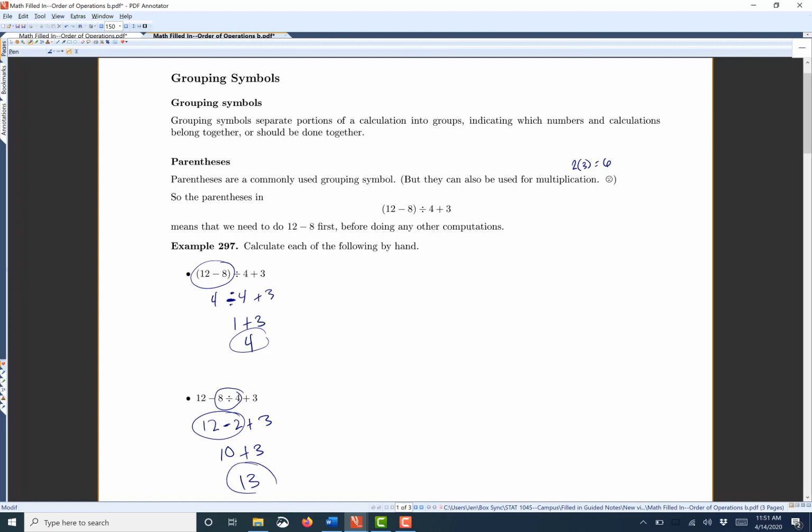Notice we got very different answers with and without those parentheses. So parentheses make a big difference.